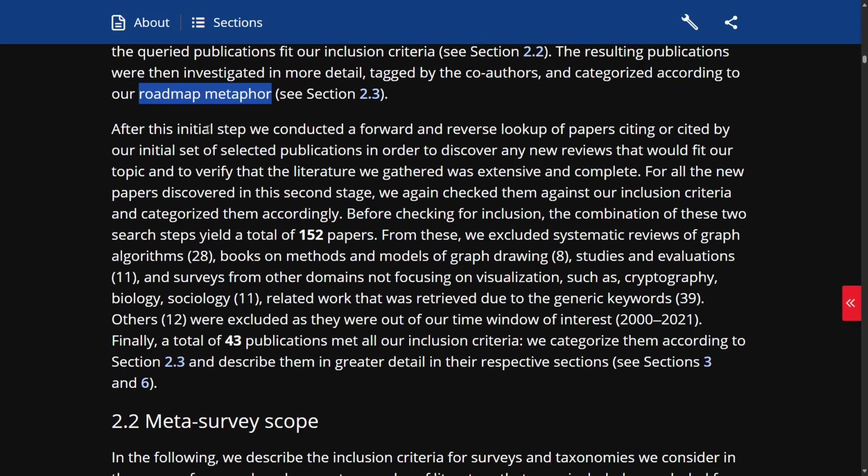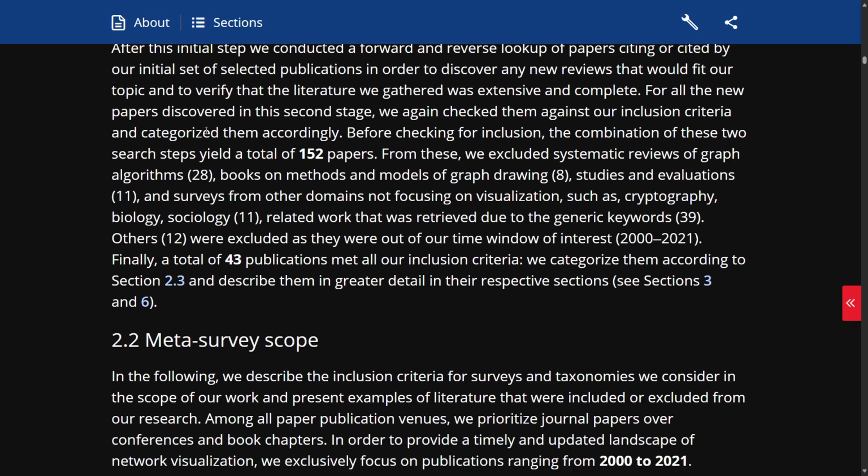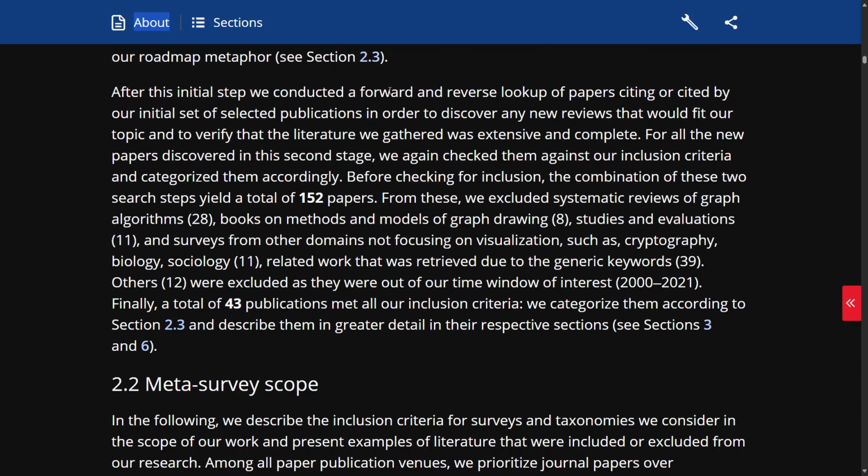After this initial step, we conducted a forward and reverse lookup of papers citing or cited by our initial set of selected publications in order to discover any new reviews that would fit our topic and to verify that the literature we gathered was extensive and complete. For all the new papers discovered in this second stage, we again checked them against our inclusion criteria and categorized them accordingly. Before checking for inclusion, the combination of these two search steps yielded a total of 152 papers.